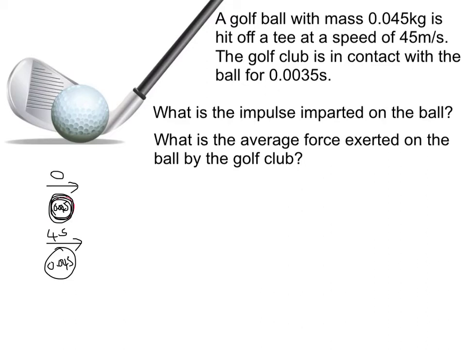Now, if I'm the ball, then I feel myself hit from left towards the right. So that's what I'm taking to be positive in my equation. Impulse is change in momentum, final momentum minus initial momentum. Our final momentum, mv, is the mass, 0.045, times the velocity, 45. Always think about direction, positive or negative. This here is going in the same direction as positive, so this is positive.